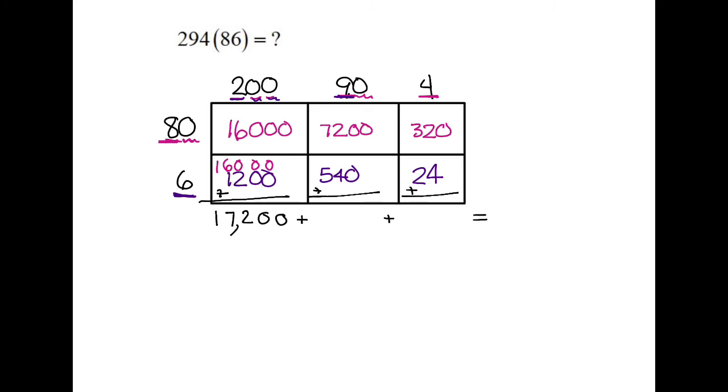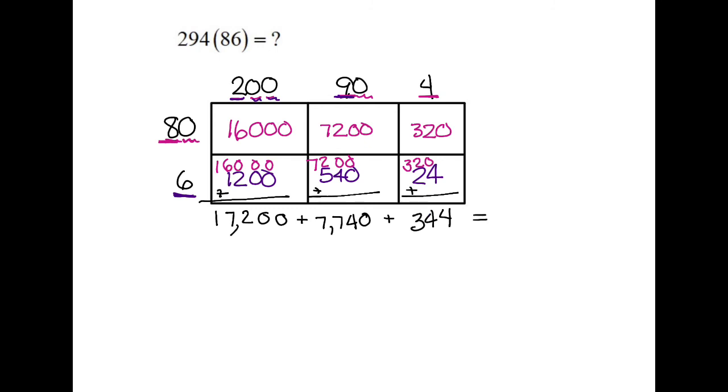17,200. Same thing with this one. I want to line it up properly, so I'm rewriting. So 0, 4, 7, 7. 7,740. And this last one, add those up, we get 4, 4, and 3.